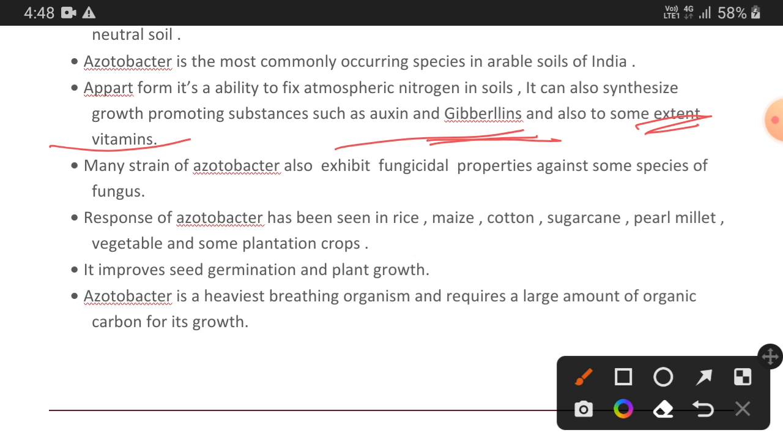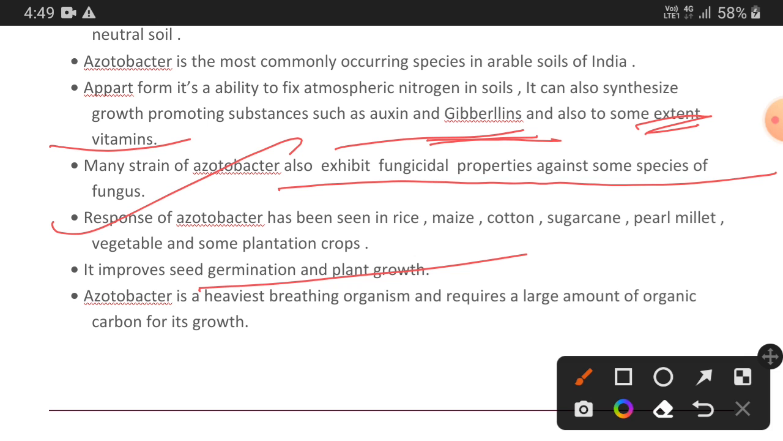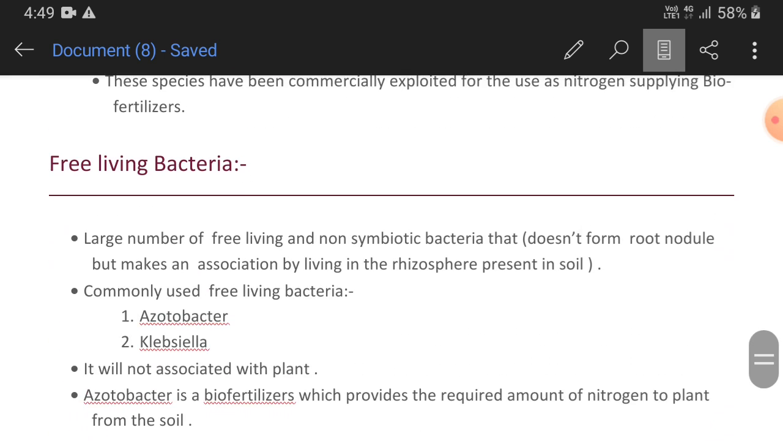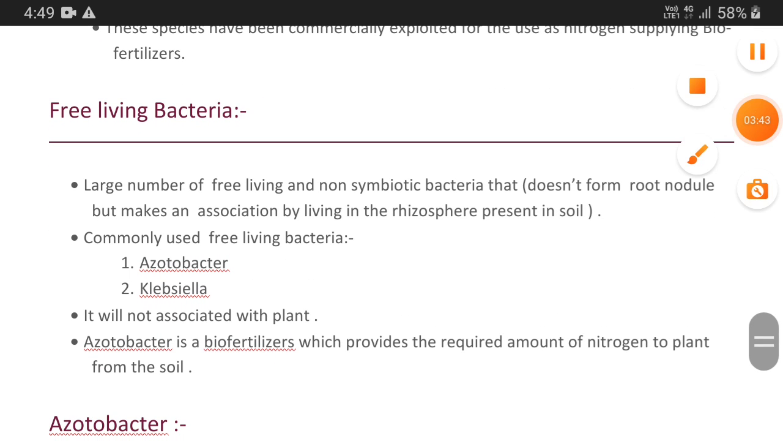Okay, and there are many strains of Azotobacter that can exhibit fungicidal properties against some species of fungus. So there are three types of properties: fungicidal properties against some types of fungus; it produces growth promoting substances such as auxin, gibberellin along with some vitamins; and it fixes atmospheric nitrogen. It also improves seed germination and plant growth. Those are the different functions that Azotobacter plays. So that is the free living nitrogen fixing bacteria.